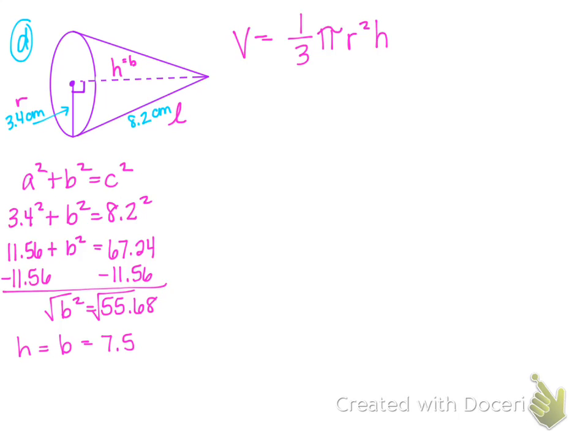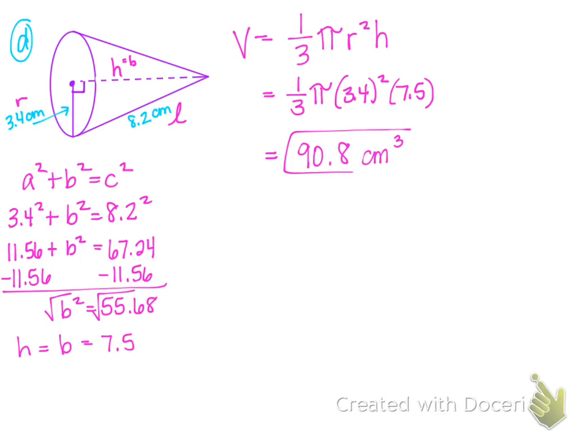7.5. Okay. So now I've got everything I need to plug into this formula. So I have 1/3 pi times 3.4 squared times 7.5. So let's put that in the calculator. And from this, I get 90.8. And my units are centimeters cubed. Got one more example.